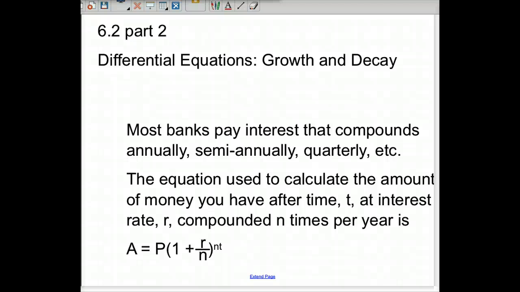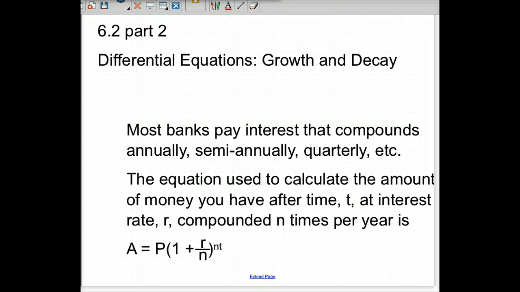6.2 Part 2, Differential Equations, Growth and Decay. Most banks pay interest that compounds annually, semi-annually, quarterly, or even daily. The equation that they use to calculate the amount of money you're going to have after a time t at an interest rate r, compounded n times per year, is A equals P times (1 plus r over n) to the nt power. And you've seen that before.